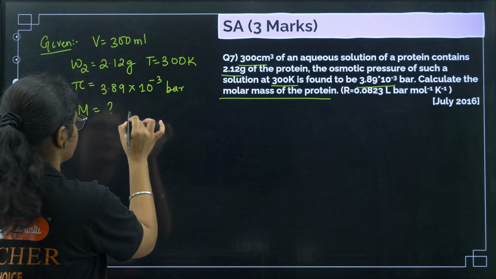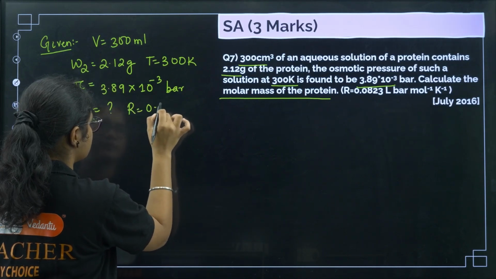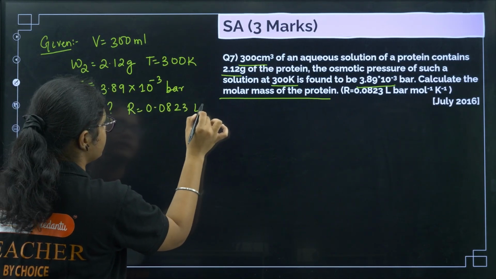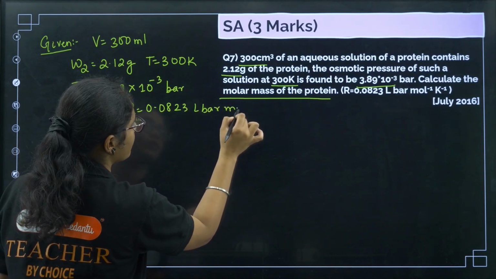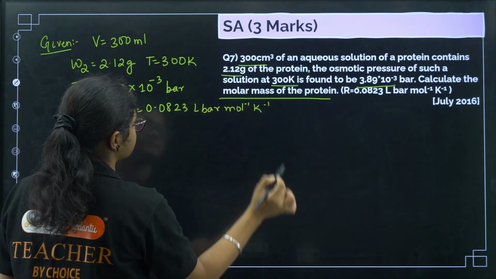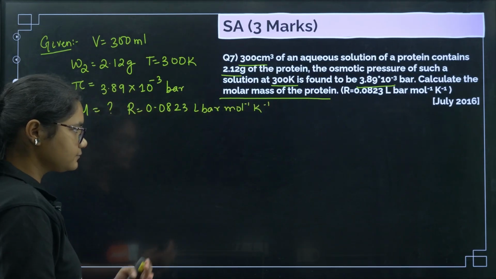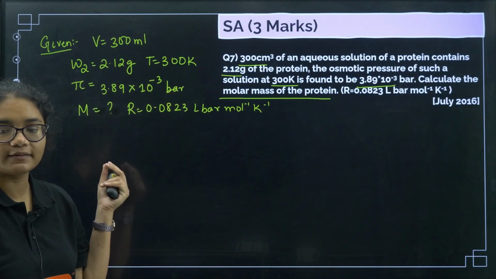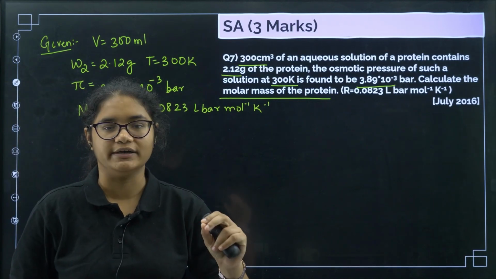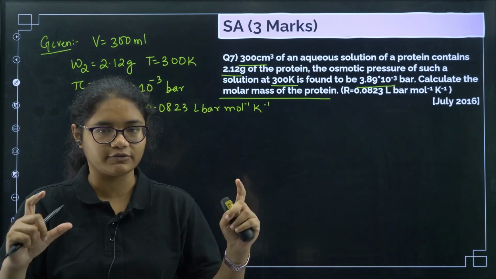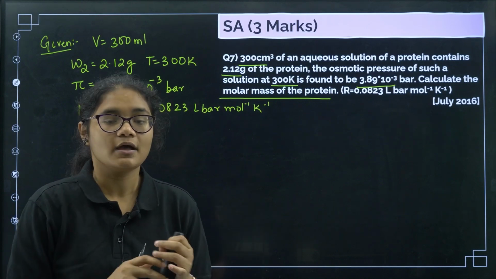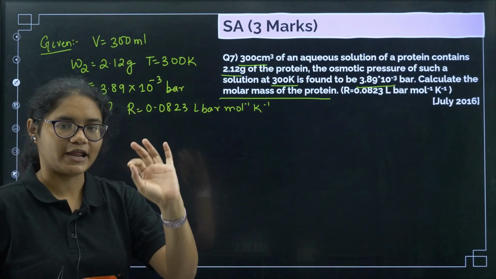R value is already given to you, that is 0.0823 liter bar mole inverse Kelvin inverse. So when you are writing the given data, make sure to write with units. While substitution you may leave the units, and in the final answer you can write them, but when you are writing the given data, write with units.